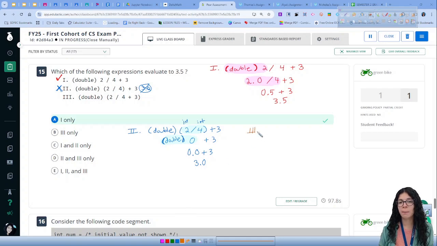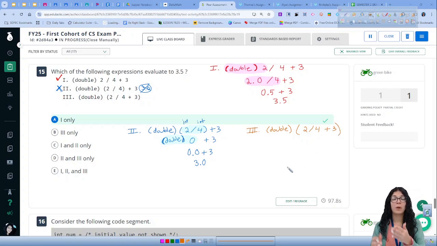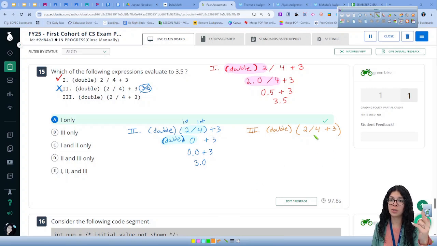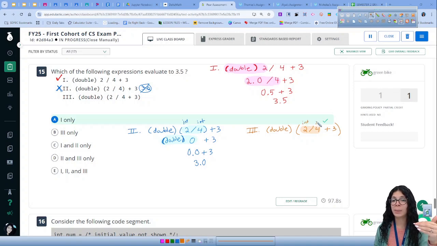All right, the third and final one has double, and then in parentheses, 2 divided by 4 plus 3. Order of operations says that I must do parentheses first. Inside of those parentheses, I have 2 operations, division and addition. Division comes before addition in the order of operations, so I will do that first. In this case, I am also doing an int divided by an int, so the result will be an int 0. The rest of the problem, I will bring down.